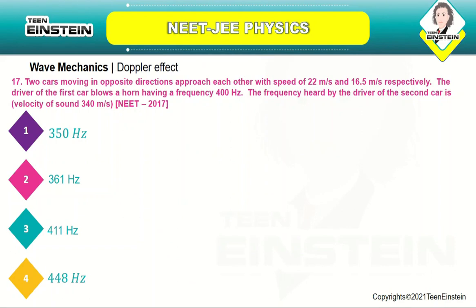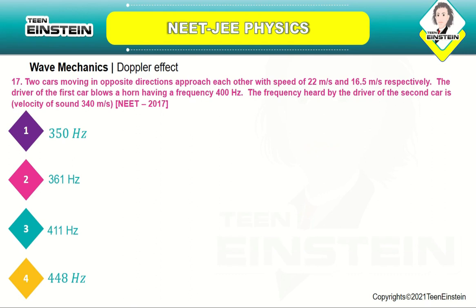Two cars moving in opposite directions approach each other with speeds of 22 meter per second and 16.5 meter per second respectively. The driver of the first car blows a horn having a frequency of 400 Hz. The frequency heard by the driver of the second car is how much? The velocity of sound is 340 meter per second. So here both source and observer are moving towards each other.